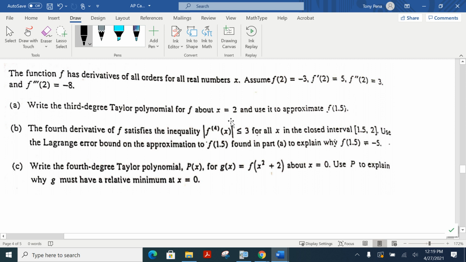Part A. Part A should be easy at this point. So knock out part A. Hopefully this is kind of like this a week from today, that you just get a simple little one like this. Part A is just writing a third degree Taylor polynomial. So do that. Part A should be nice. And then go ahead and approximate f of 1.5 using that polynomial.